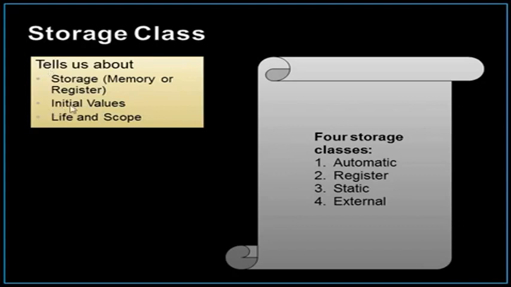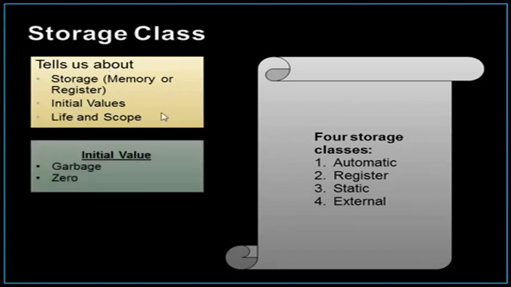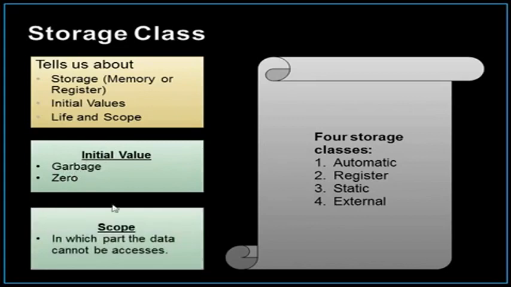They tell us about the initial values: when you declare a variable, what value it will contain. Storage classes tell us the initial values, the life and scope. The initial value is the value first contained in a variable when it is declared. It may contain a garbage value or it may be 0. And we talked about life and scope.